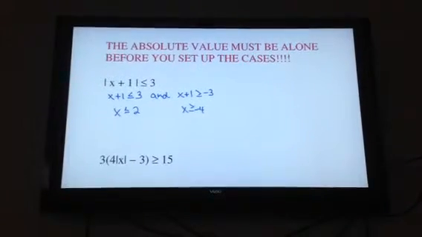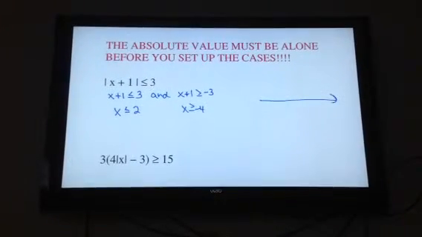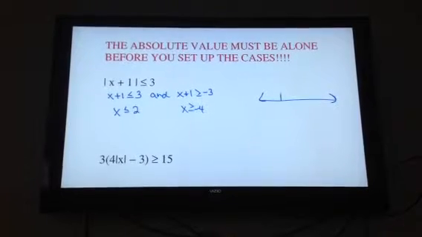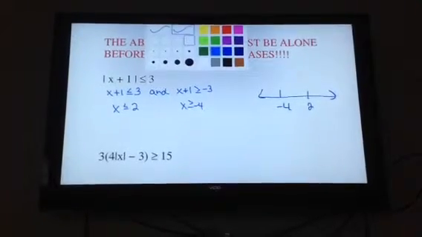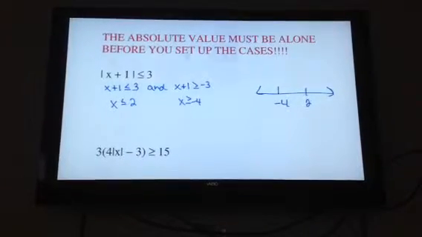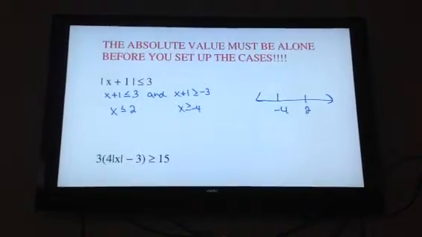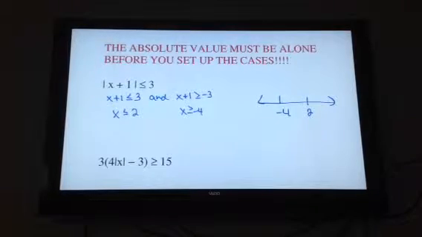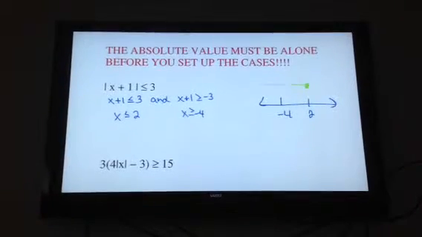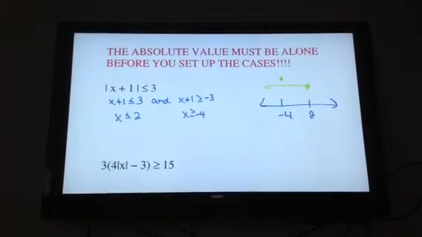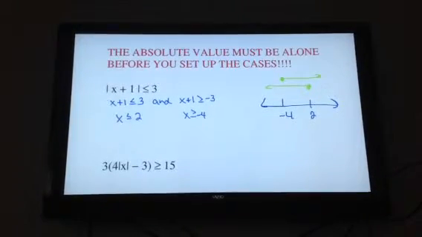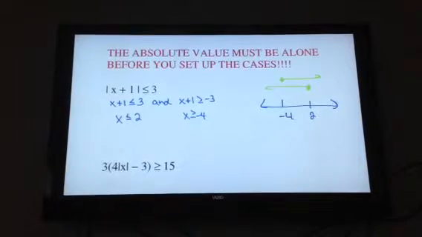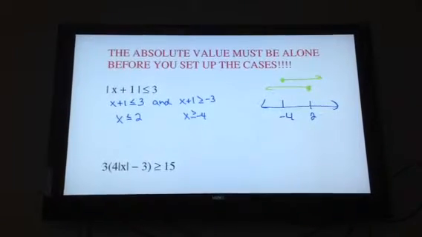And I graph it. If you would like your helper graphs, that's fine. If you don't, that's fine too. Less than or equal to 2. Greater than or equal to negative 4. Because it's an and, I'm looking for where they overlap each other, and I get my dumbbell.